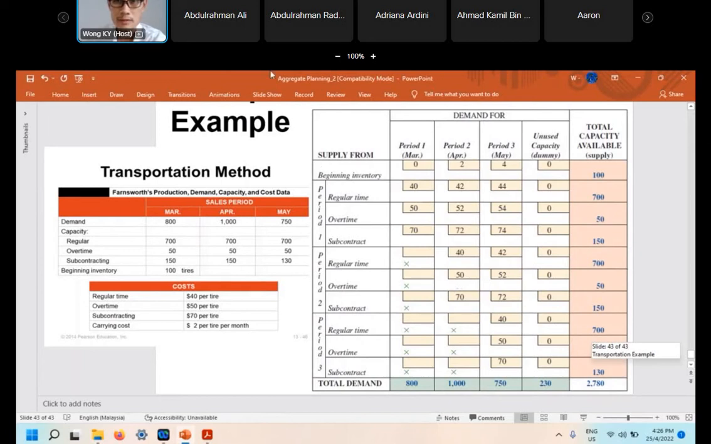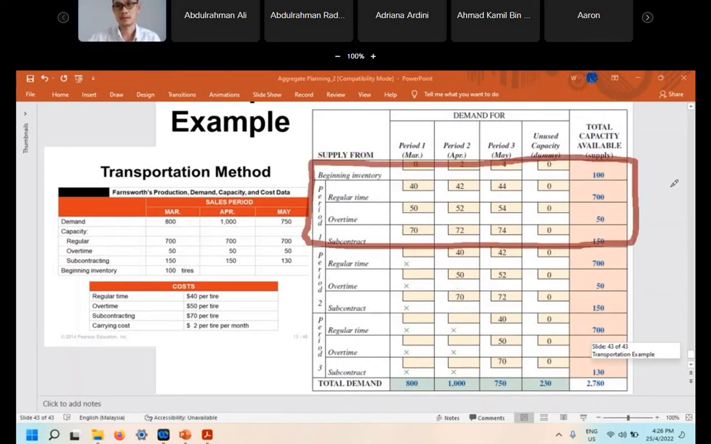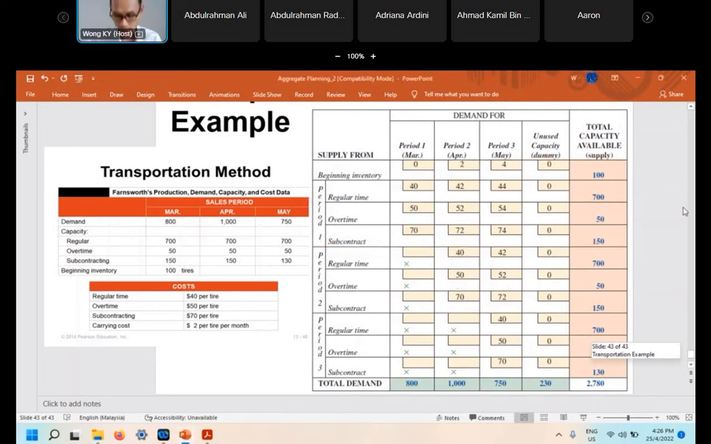So let's look at the first period first. Okay, period 1. Okay, let's look at here first. So which cell has the minimum cost? This cell, right? Zero cost. Okay, so now you have to ask yourself, how many quantities, either inventory quantities or production quantities, can I assign to this cell?